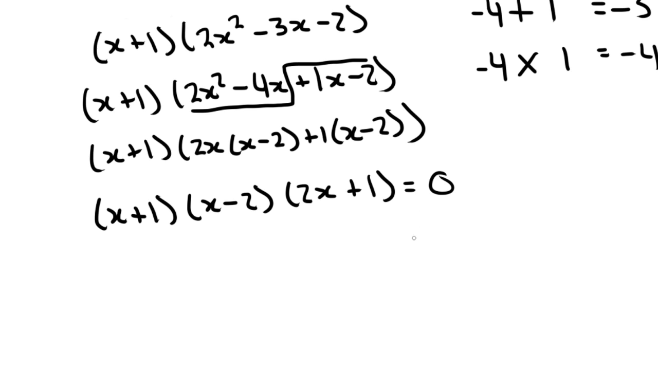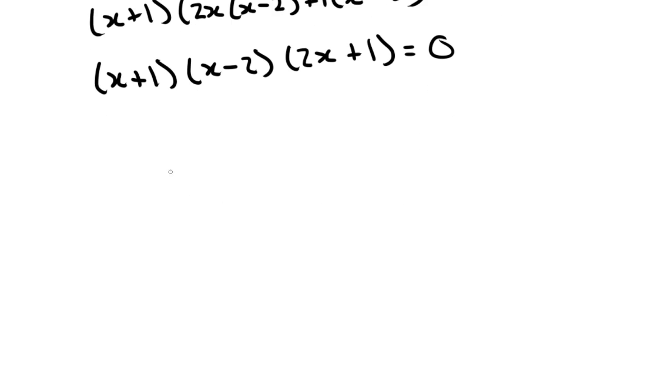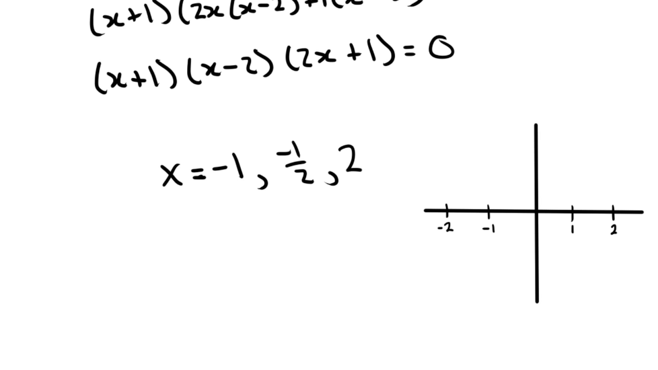And now what we can do with this now is we can solve for the x-intercepts by solving for x. So x is equal to -1, -1/2, and 2. So after we have the x-intercepts, we can begin plotting some points on our graph. So we know that one of the points will be at -1, another point will be at -1/2, and then another point would be at 2.